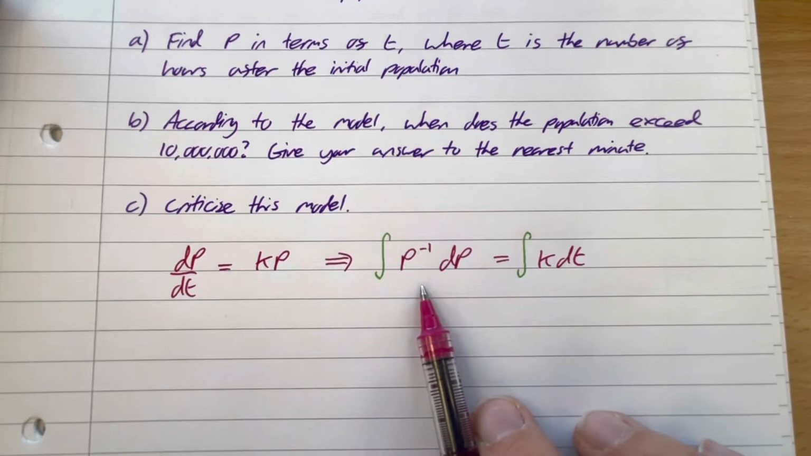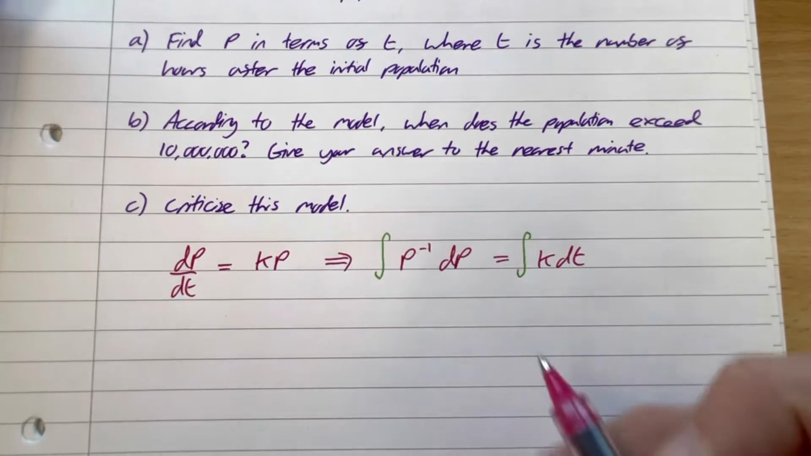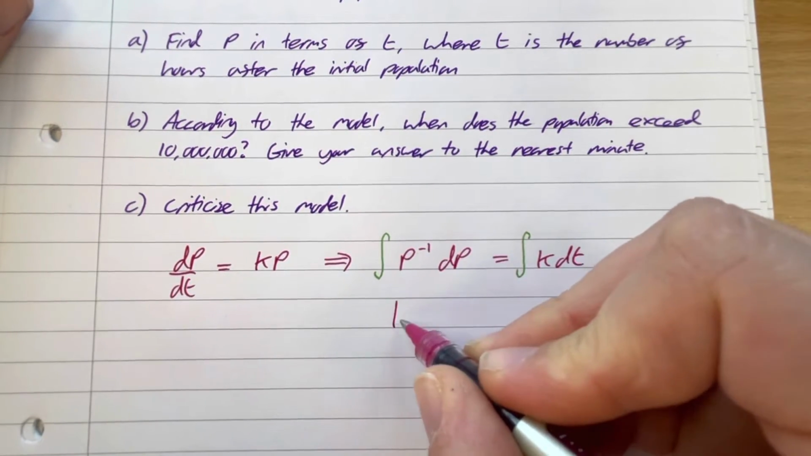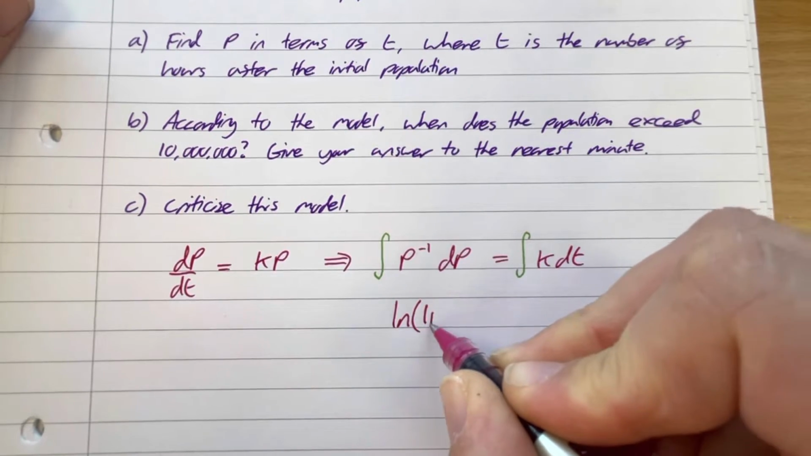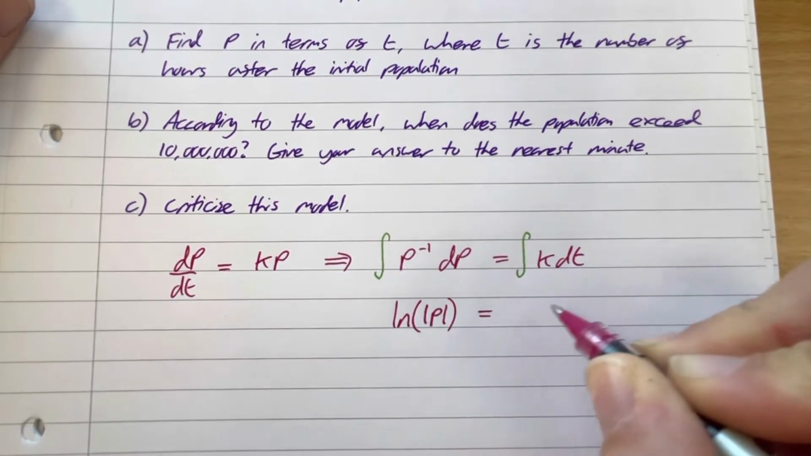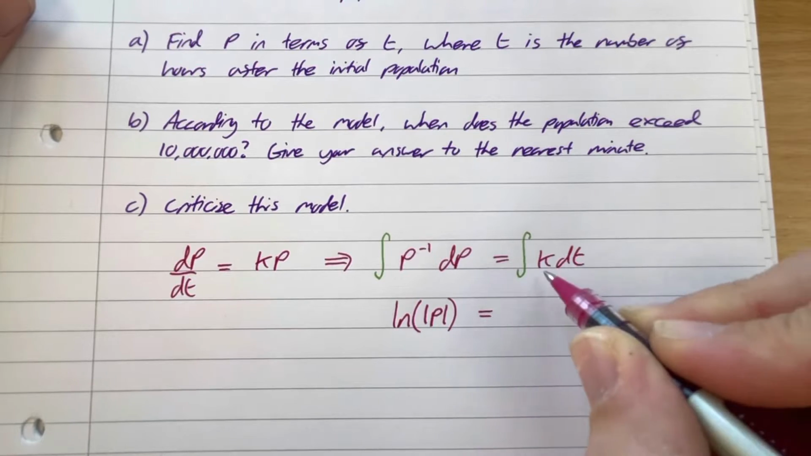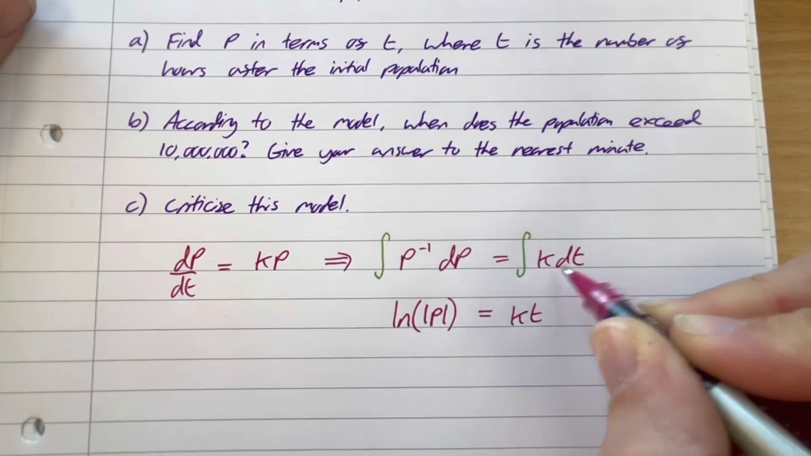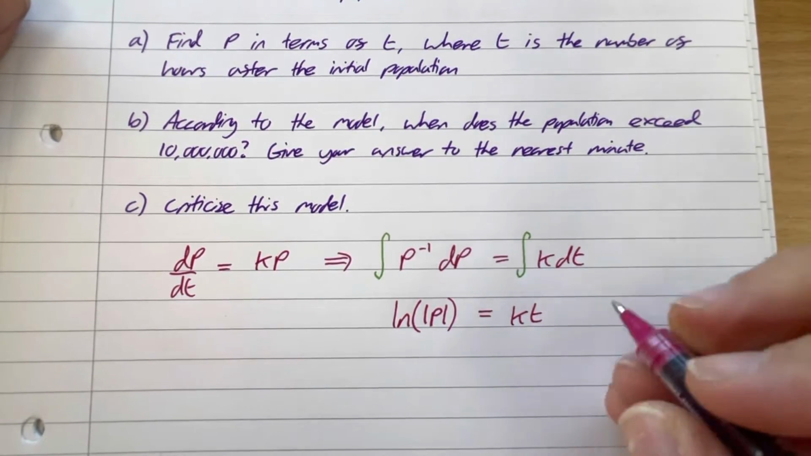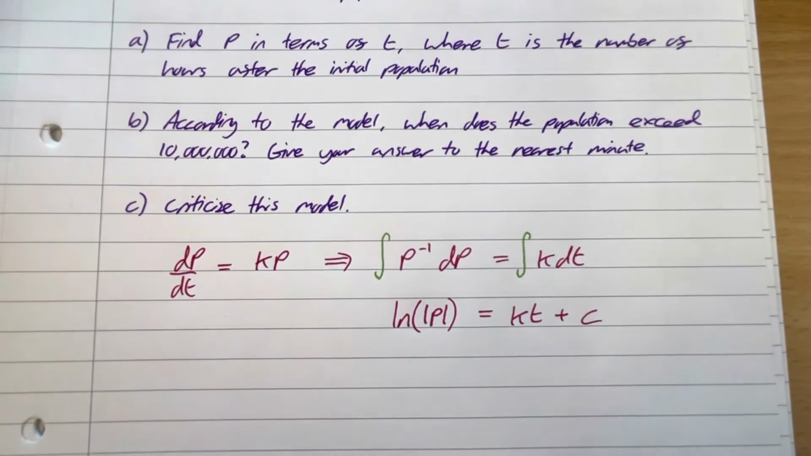So from here, I just need to solve each integral. So the integral of P to the minus 1 with respect to P is the natural log of the mod of P. And the integral of k, it's just a constant, is just kt, because I'm integrating with respect to time. And now that both integral symbols have gone, I need to add my constant of integration.